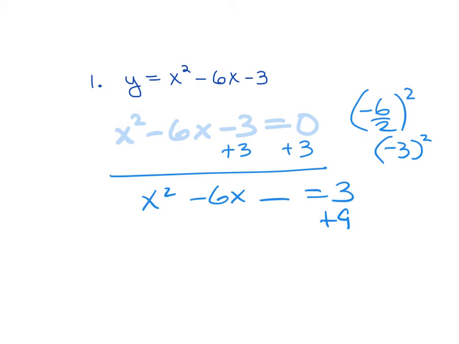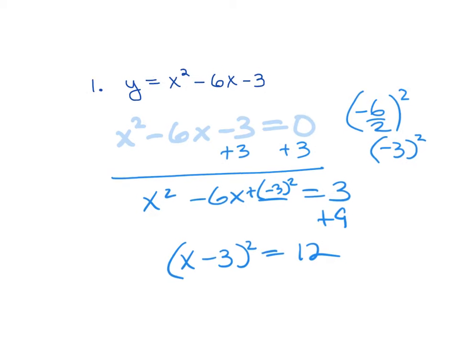Instead of putting it here, I'm going to put it in as what I got. So negative 3 squared. So then this factors into x minus 3 squared equals 12. And then you would have solved it from there by using the square root method. So this was the old way. I'm going to show you the new way. Everybody with me?